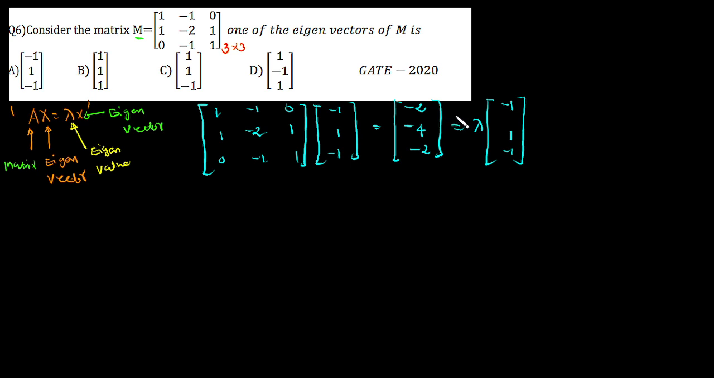Here you can see we are not getting any scalar for this lambda to represent this left hand side vector in this right hand side form. So let's put not equal to here. In other words, I can say option A does not contain the correct eigenvector for this matrix M, because we cannot represent this vector in the form lambda times the initial one. So let's cancel out this option A. So now let's move to option B.